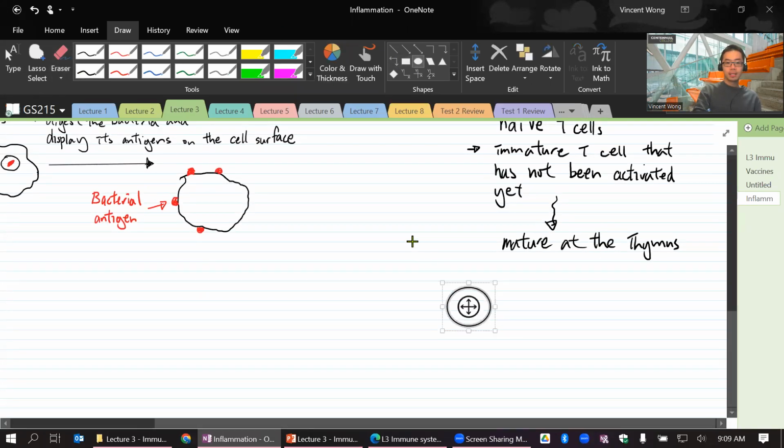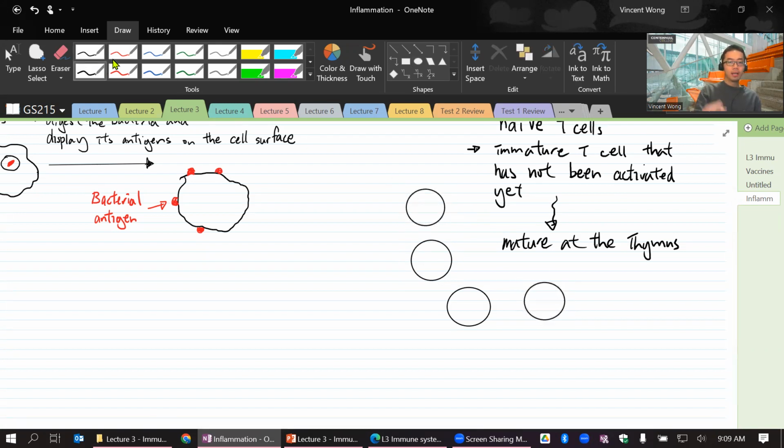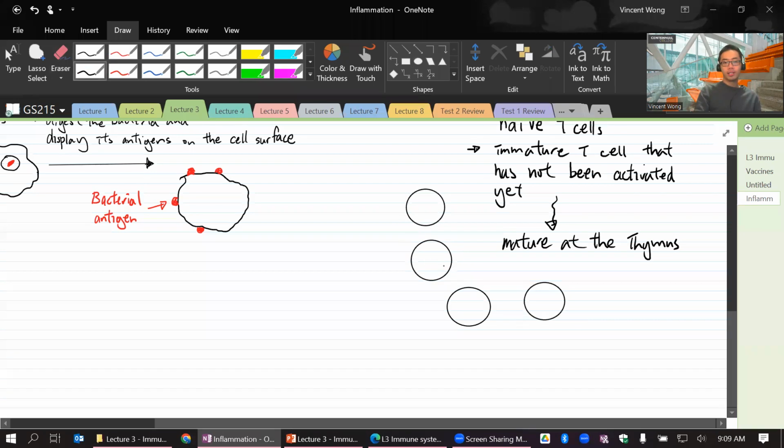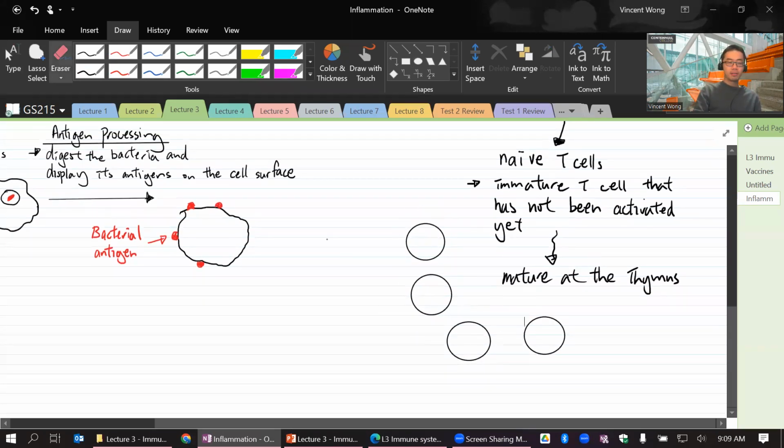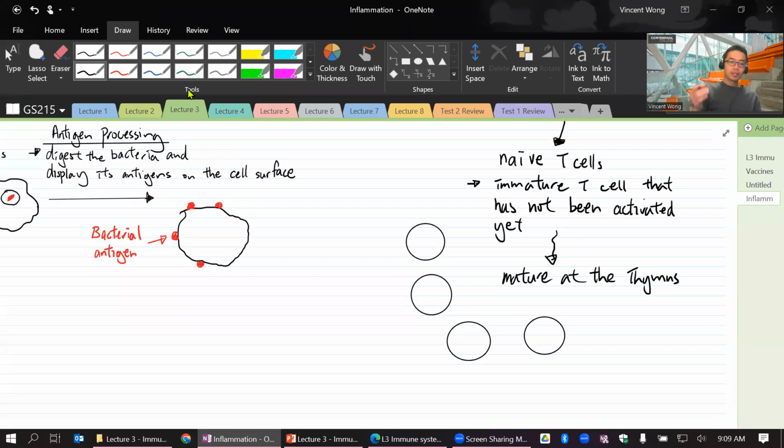Okay, so that's T cell, T cell, T cell. That's why they're called T cells, by the way. The T stands for thymus. So you will have a population of these naive T cells. And this is where the color comes in. The naive T cells each possess some kind of receptor.